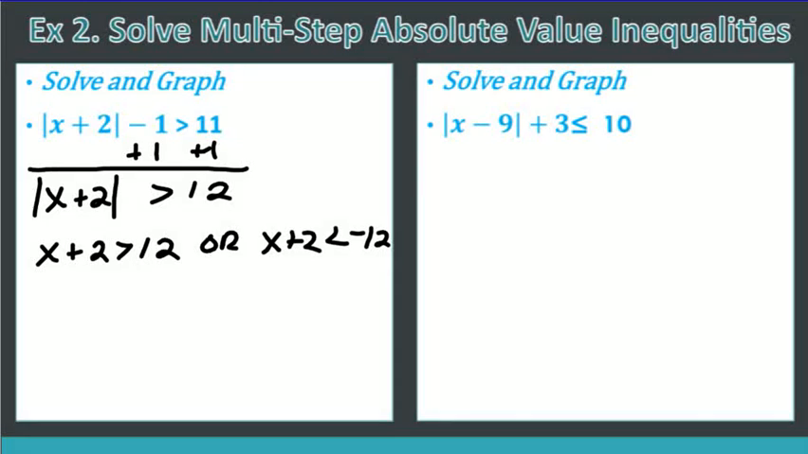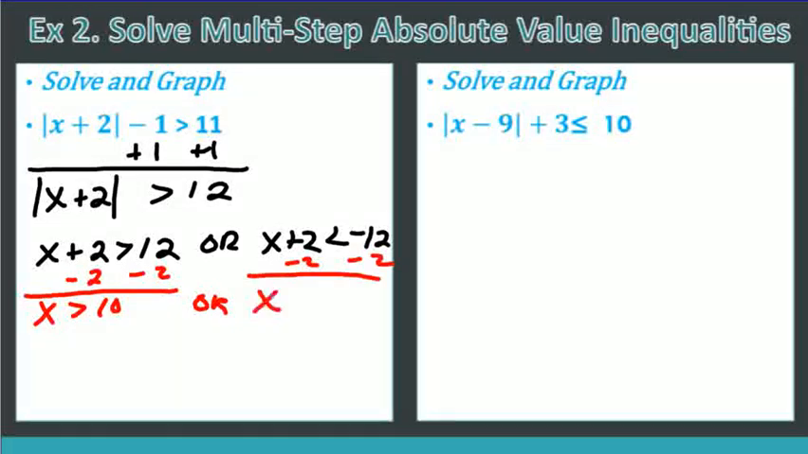From this point, now I just solve for x. So I'm going to subtract 2 on both sides. So I have x is greater than 10, or subtract 2 on this side, x is less than negative 14.